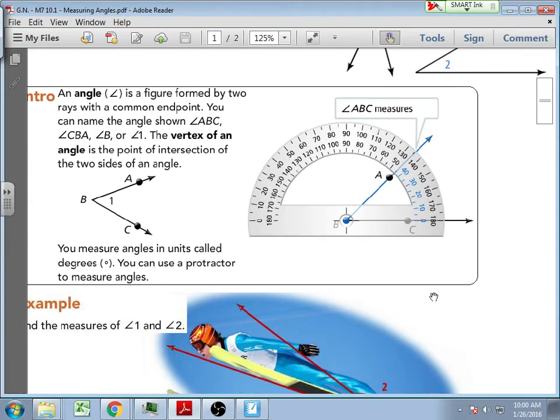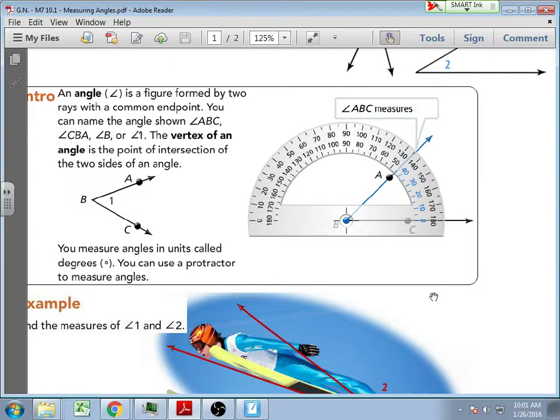How do we know what set of numbers to use? We need to fill in what ABC measures, what the angle measure is. It's blank on your paper for a reason. How do we determine what number set to use? Angles opening to the right, you use the bottom scale, and angles opening to the left, you use the upper scale. You're right, but that's kind of a little complicated way to explain it.